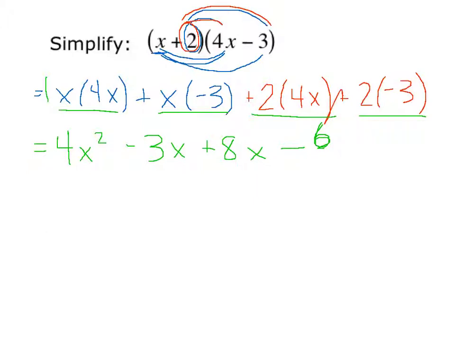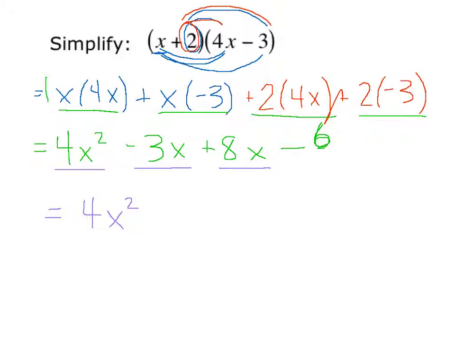Now, going back through and making sure that this is completely simplified, we want to look for any like terms that need to be combined. So looking at this first term, we have an x squared term. And since there are no other x squared terms throughout the polynomial, that term can stay the same. So 4x squared. Now moving on to the second term of negative 3x, we notice that we have another x term. Therefore, they're like terms and they need to be combined.